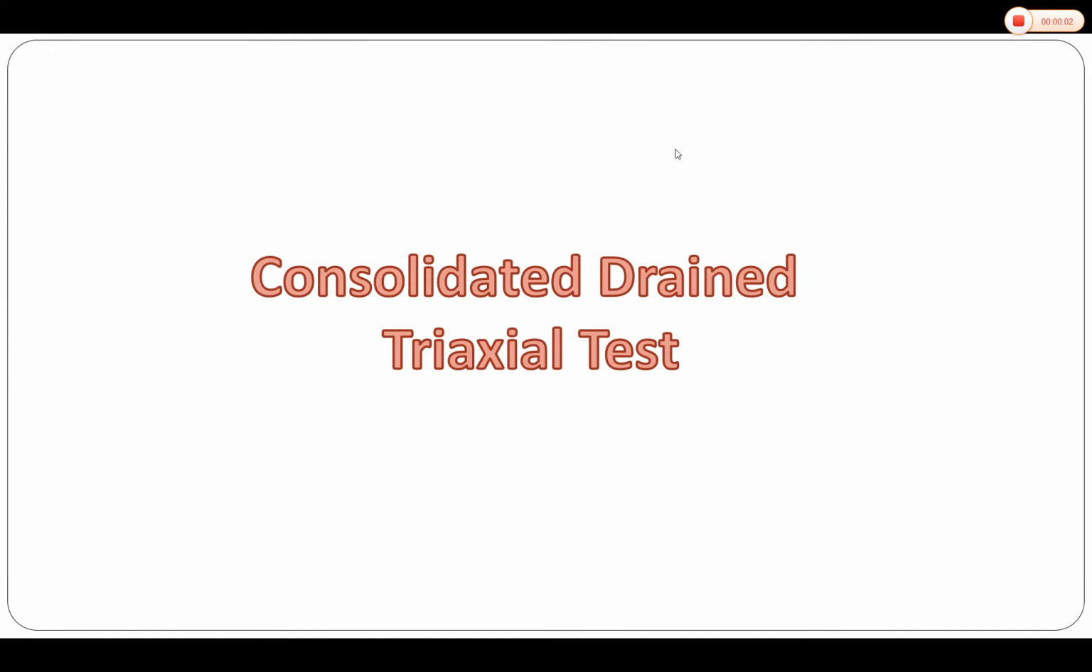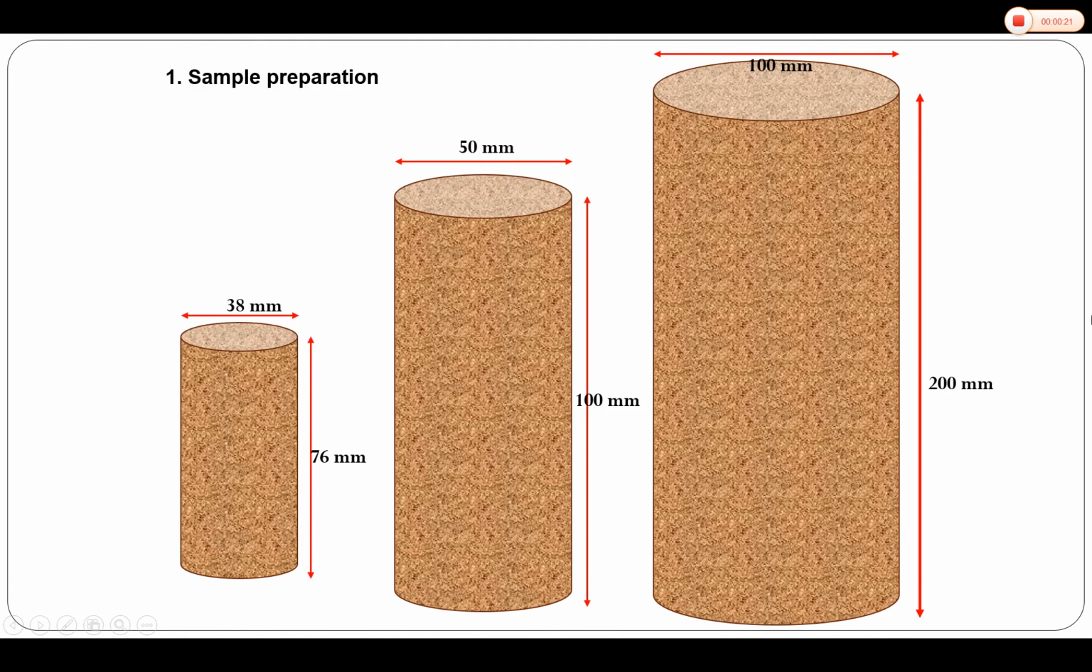So we start with the Consolidated Drained Triaxial Test. The first one is the Consolidated Drained Triaxial Test, also known as CD. Okay, so you need to understand each type of triaxial test. You have to understand the concept. Okay, the first step, kita go step by step. The first step is the sample preparations.